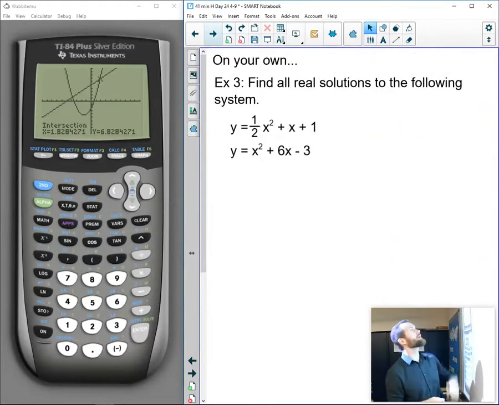Let's take a look at example 3. This one I want you to try on your own. So you've got to find all the real solutions to this system. 3, 2, 1. Let's go over the answers.